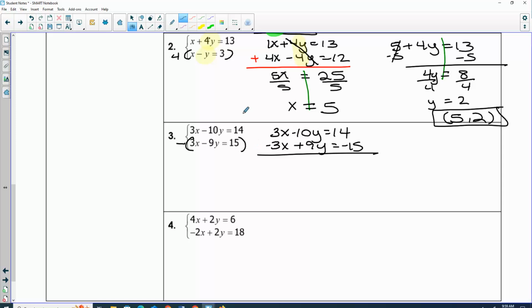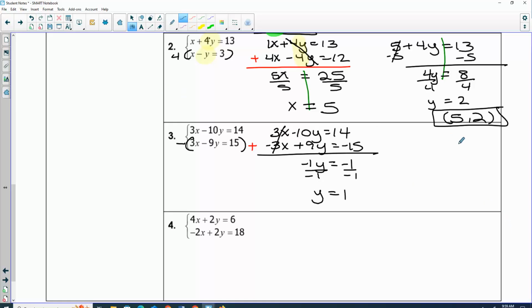Now we add our equations together. Positive 3x and negative 3x, those just canceled, they're opposites. Negative 10y plus 9y, so negative 10 plus 9 is negative 1y. 14 and negative 15 is negative 1. Divide by negative 1, so y is 1.